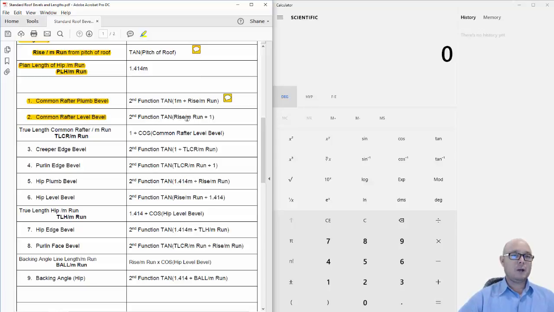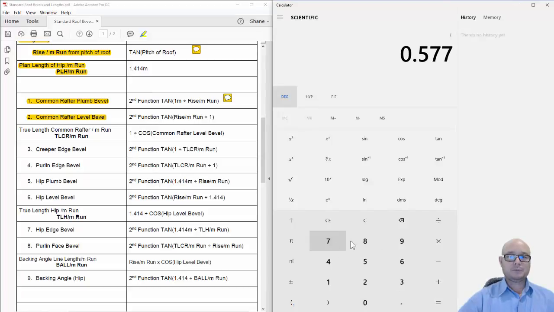I'll do the whole equation just so that I'm following this formula. Again, I need to do the brackets part first for this calculator because that's the way it works. So I start with the brackets and then rise per metre run, which is 0.577 divided by 1. I close the bracket, it gives me that answer, and then I have the second function tan, and my button for second function tan is the tan -1. I hit that, and there it is, the 29.98, which is the same answer that we got before.